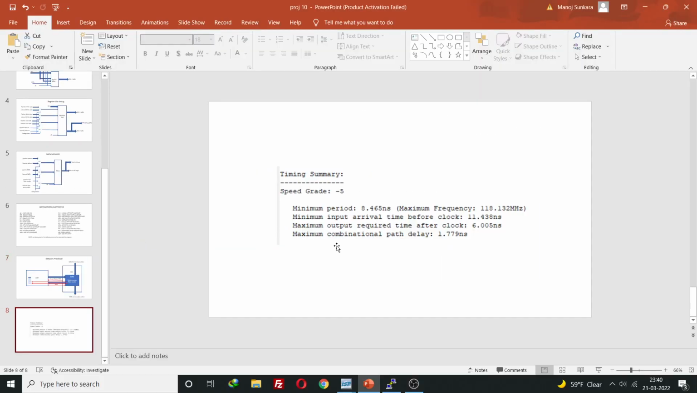Upon synthesis with the Xilinx tool, the maximum operable frequency of our core is around 118.132 megahertz.